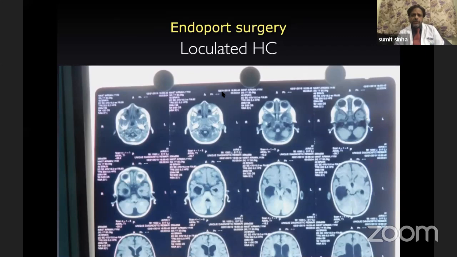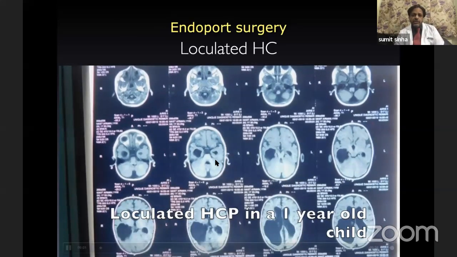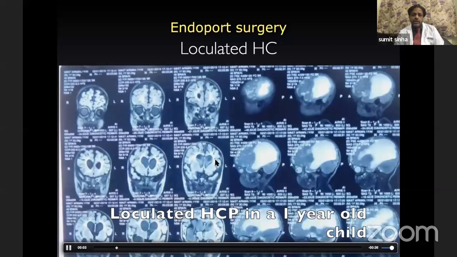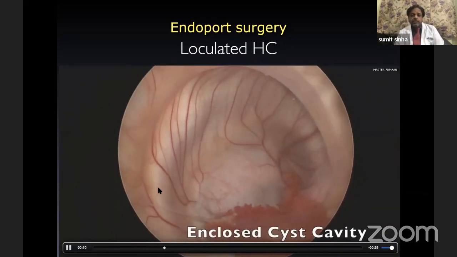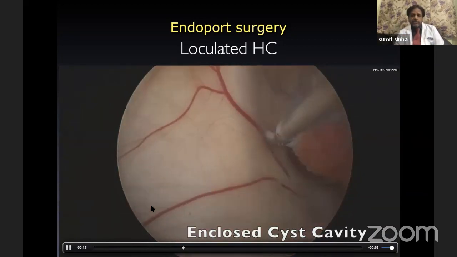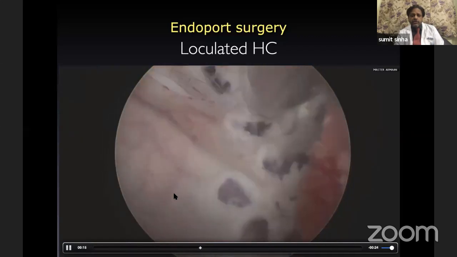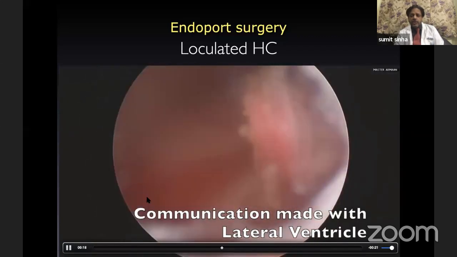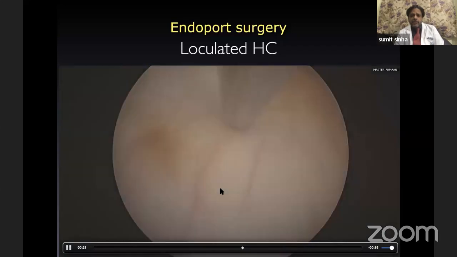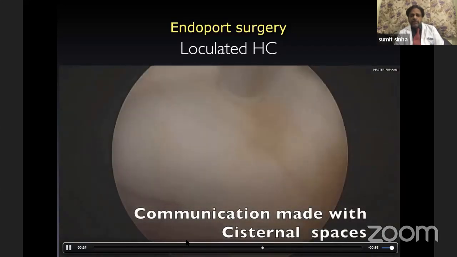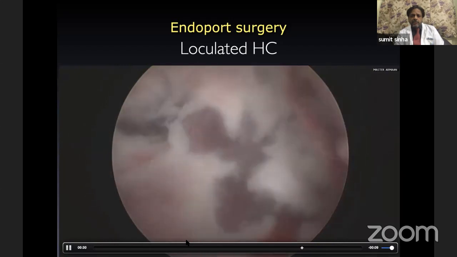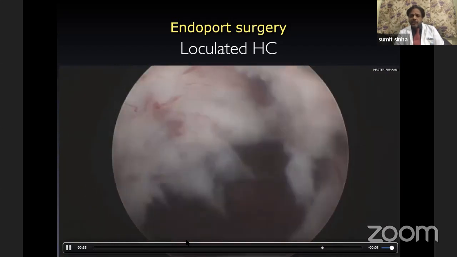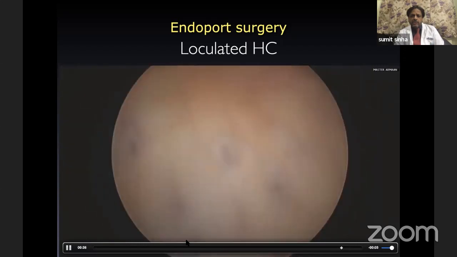One such short video is of a loculated hydrocephalus. This was an 8-year-old child who came to us with complaints of headache and repeated vomiting. You can see this is a loculated ventricular system. We took our endoscope and got a ventricular scope inside the ventricular system. This is the cyst which communicated with the lateral ventricles, and communication was also made with the cisternal spaces. It was a 15-minute surgery, and the child was absolutely asymptomatic immediately after surgery. It's a small and effective surgery, and the cyst was effectively drained into the ventricular system.